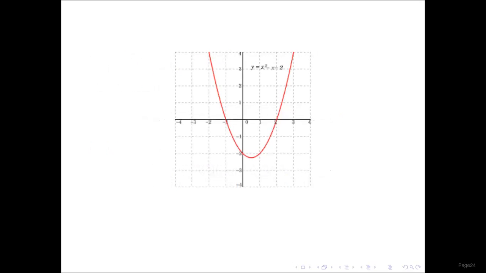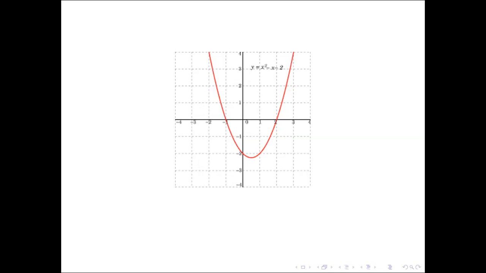And that's the graph. And to get that, plot the x-intercepts, the zeros, namely negative 1 and 2. And then the vertex at 1/2, negative 9 over 4. And just connect those points using a parabolic curve that opens upward. Is there any question how I got the graph of that function?